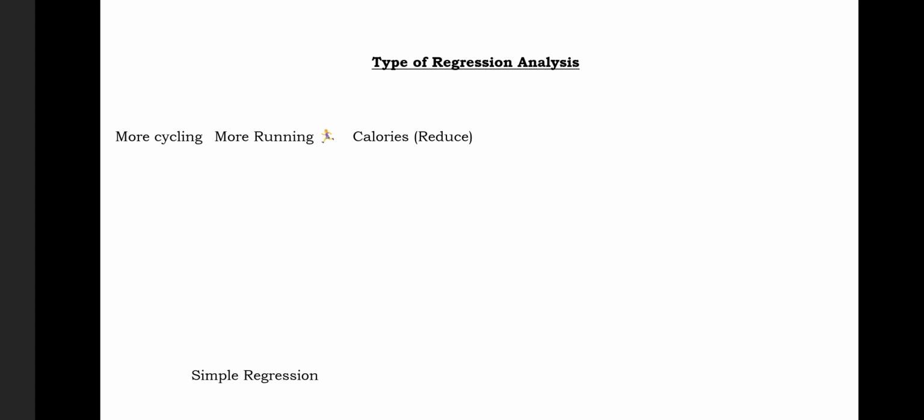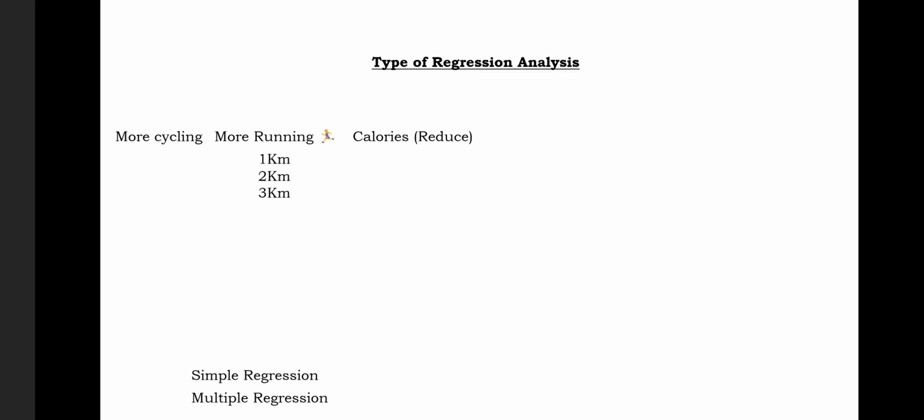But what if I say that I am also doing cycling as well, because cycling also reduces calories. So now I am studying two variables affecting one variable, that is calories. Now we cannot solve this problem with simple regression. We have to shift our energy towards a new type of regression analysis that is called multiple regression. So we use multiple regression when we have two variables.